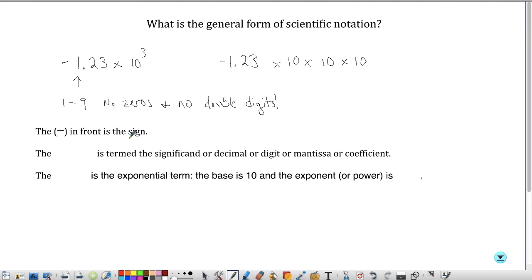Now the negative in front is called the sign. If it's a positive, we just don't write it. The 1.23 is termed the significand, or the decimal, or the digit, or my personal favorite, the mantissa, or the one that we'll use all the time, coefficient. The 10 to the third is the exponential term. The base is the 10, and the exponent, or power, which is the term we're going to use in class, is 3. So we're saying that is 10 multiplied 3 times.